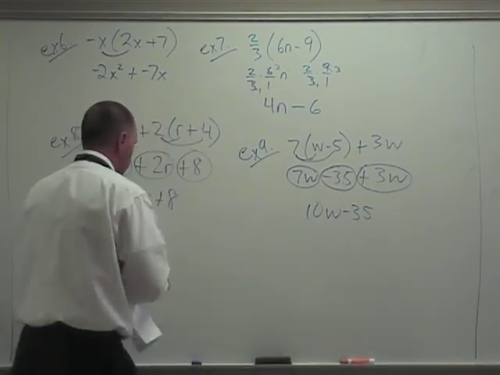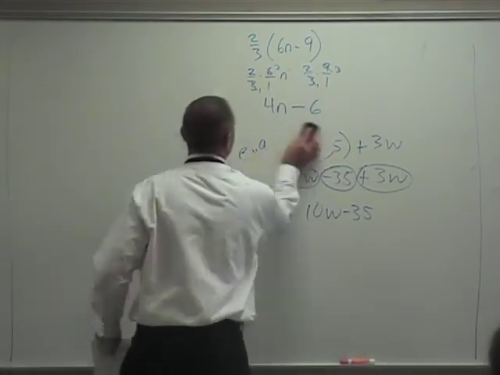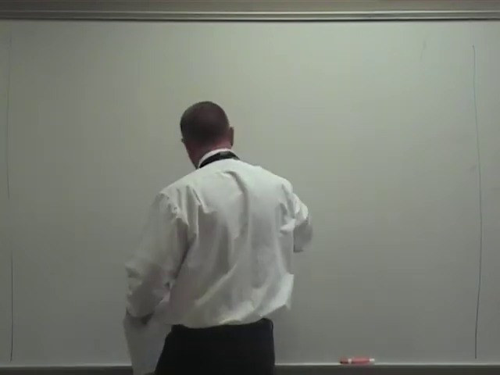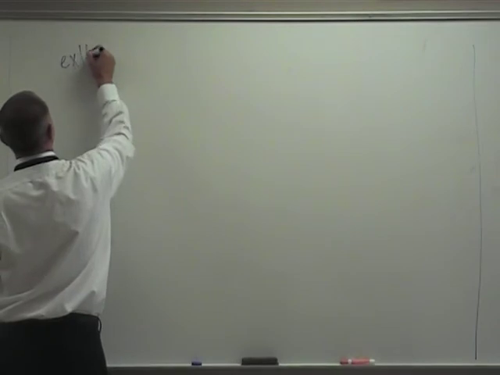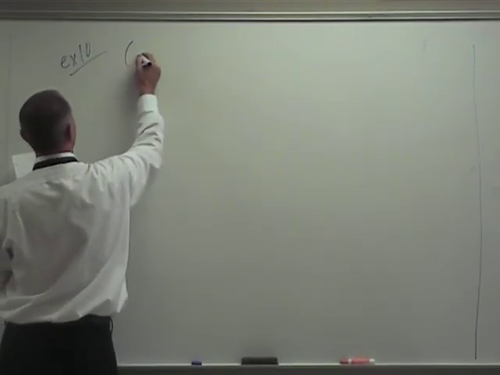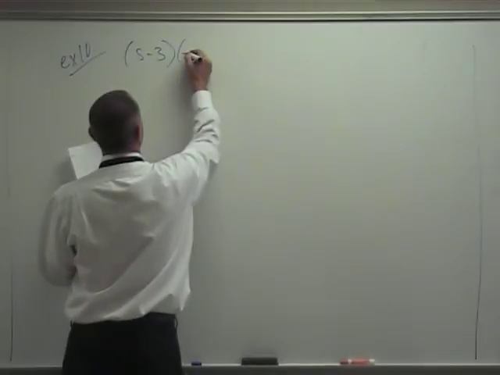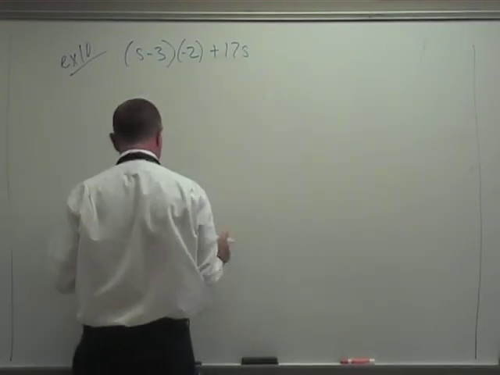All right, last example, example 10. So I tried to cover some simple mistakes that students make. Hopefully you're correcting yourself if you're one of those students. Don't want you to make any mistakes later on. Here we have s minus 3, the quantity, times a negative 2, plus a 17s. 20 seconds.